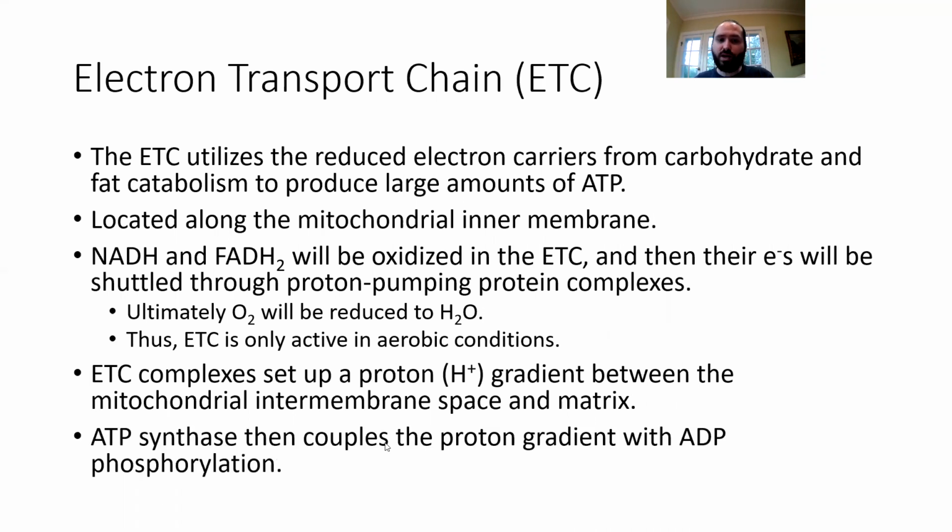Finally, ATP synthase will couple the proton gradient with ADP phosphorylation. We've talked a lot about coupling unfavorable reactions with ATP hydrolysis. We're doing the opposite now. We're coupling the proton gradient to make ATP. That's what we mean when we say coupling. It is unfavorable, non-spontaneous, to phosphorylate ADP to make ATP. So we're turning it favorable by coupling it with the proton gradient that we set up in the electron transport chain. So that's our overview of the electron transport chain.